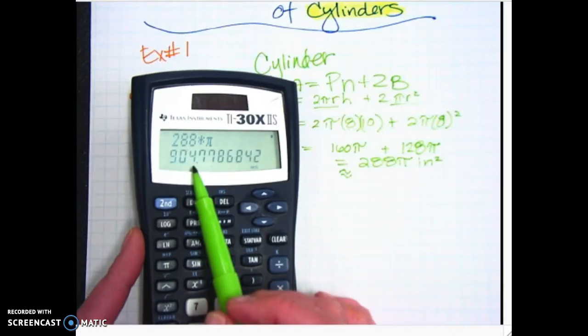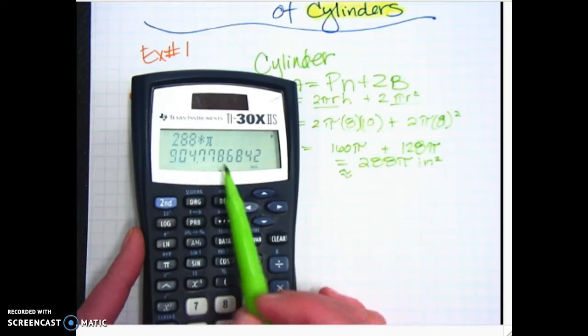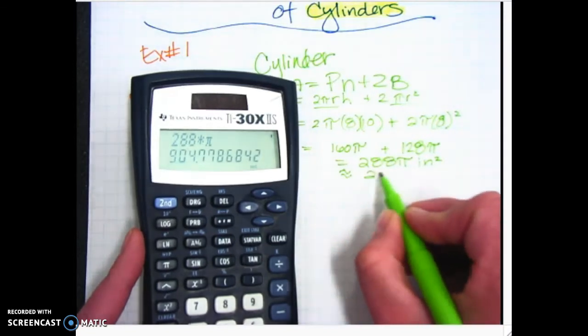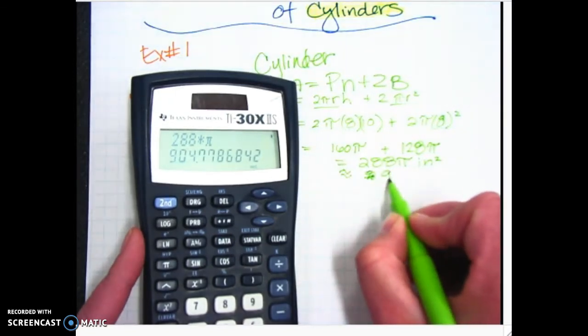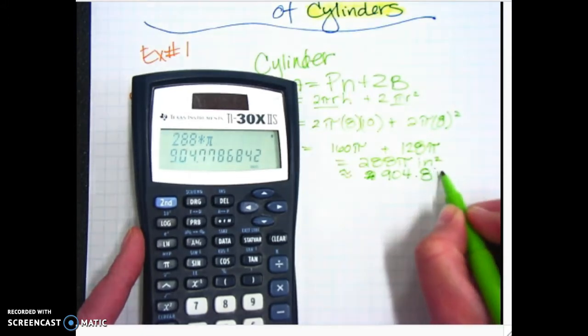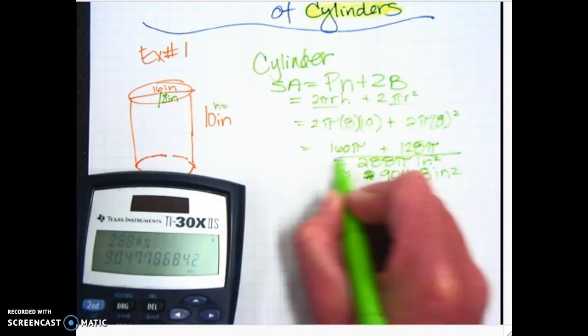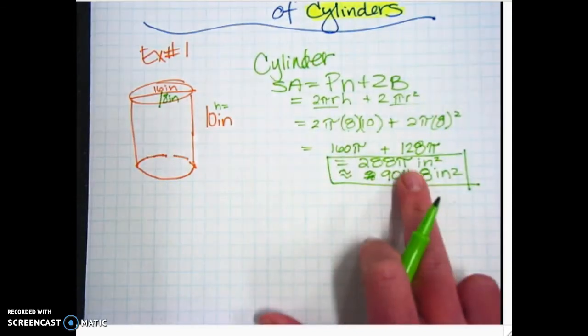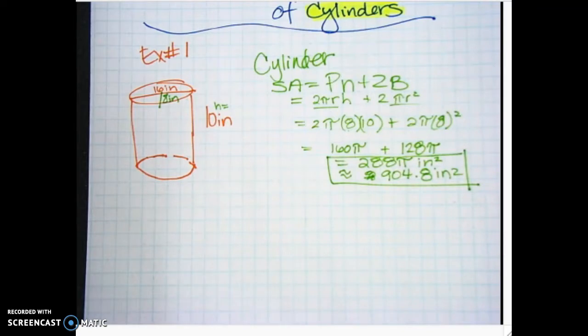So I've got 904.7, but there's a 7 next to it, so do I stay or round up? So, oops, 904.8. Also in inches squared. That is your 2 answers. Sometimes they call it the exact answer, sometimes they call it in terms of pi. Okay? Any questions on example number 1?